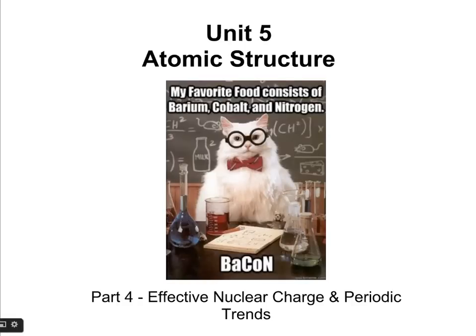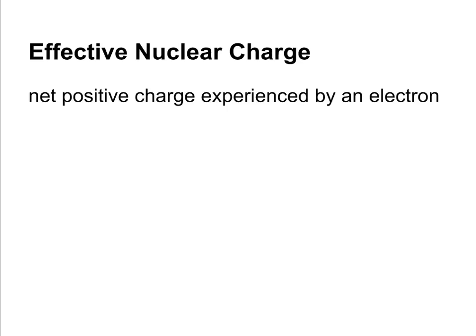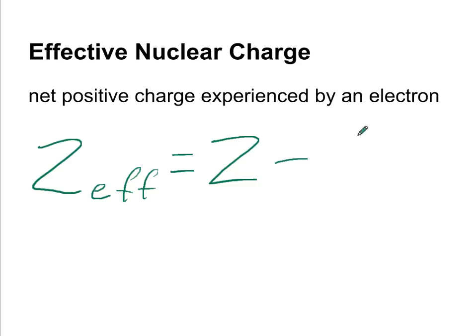Part 4 of Unit 5 is about effective nuclear charge and periodic trends. Effective nuclear charge is defined as the net positive charge experienced by an electron. That's a value that we can calculate for any electron in an atom, and it's got the abbreviation Z with EFF as a subscript, so effective Z. And the formula for calculating effective nuclear charge is Z minus S.